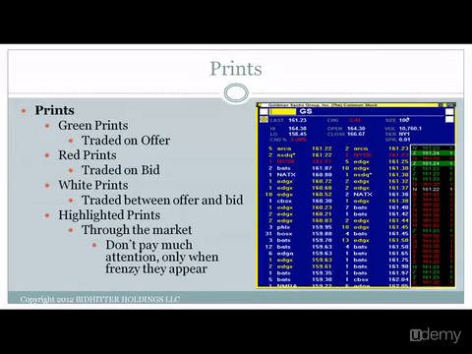So to go into more detail about the prints, remember the green prints mean it traded on the offer, red prints mean it traded on the bid, white prints, here's one, between the bid and the offer, and these highlighted prints are through the market. Don't pay attention to those much. They only happen when there's a frenzy. For example, if a stock has a lot of momentum towards the upside, you'll see a lot of green highlighted prints. If there's a lot of momentum to the downside, if something's crashing, you'll see a lot of red highlighted prints to the downside. So remember, green prints means it traded on the offer, red prints on the bid, and white in between.